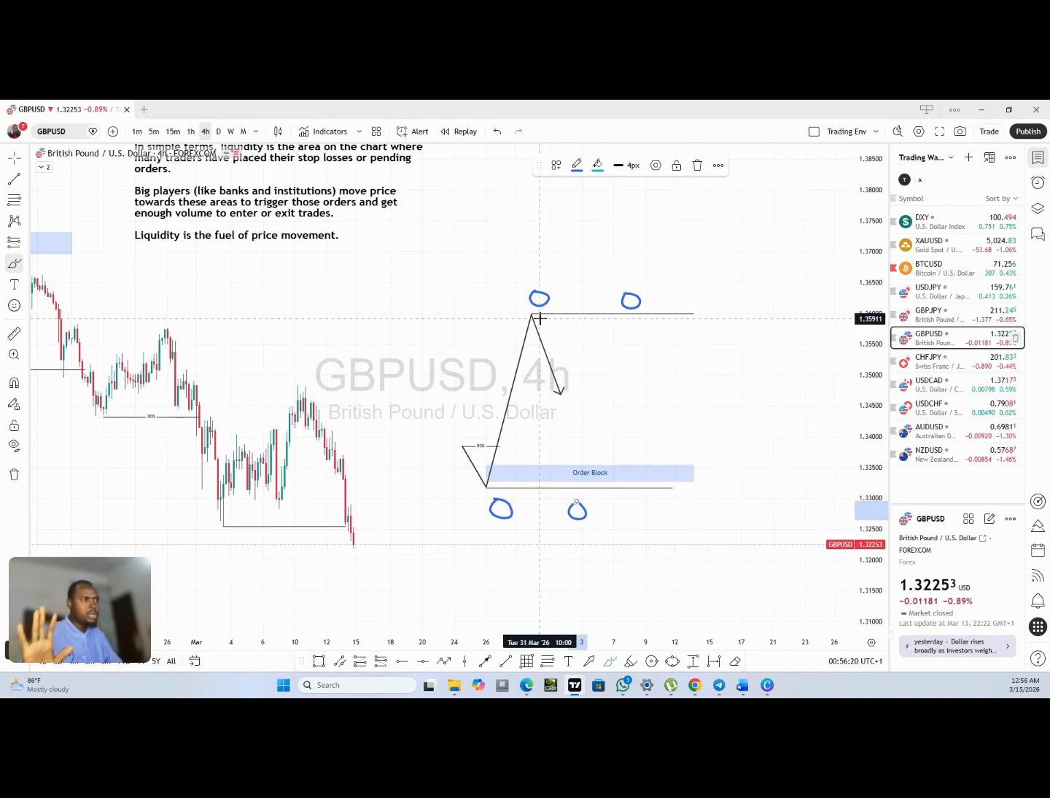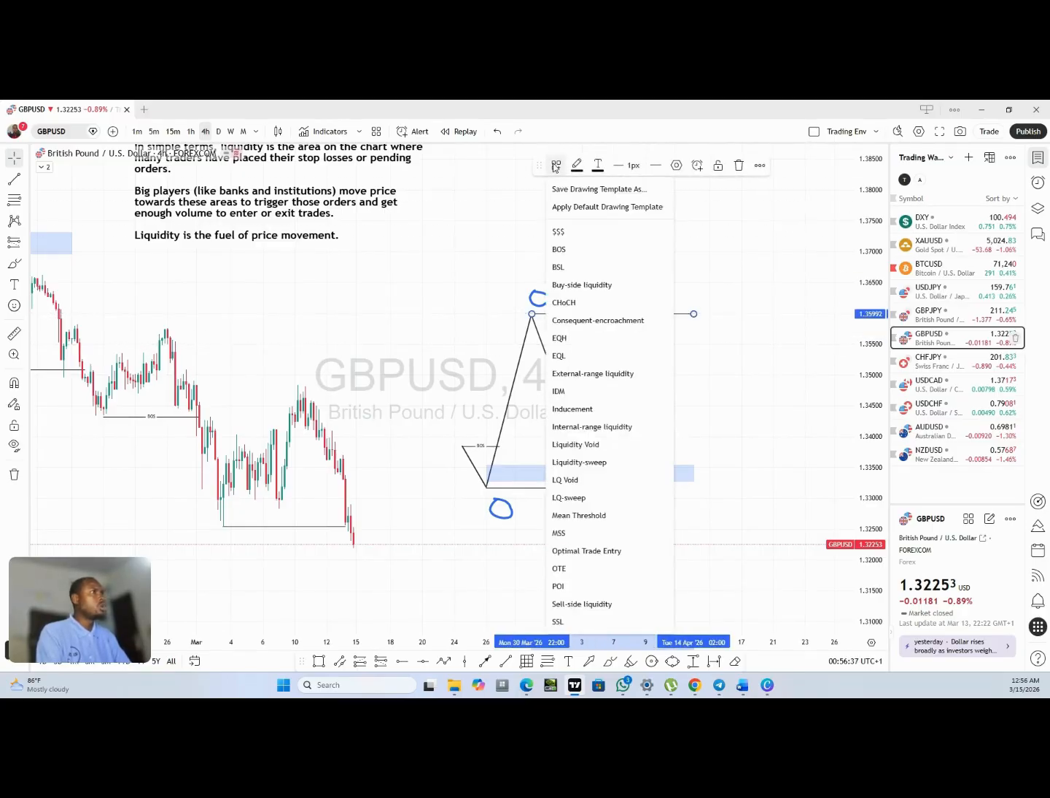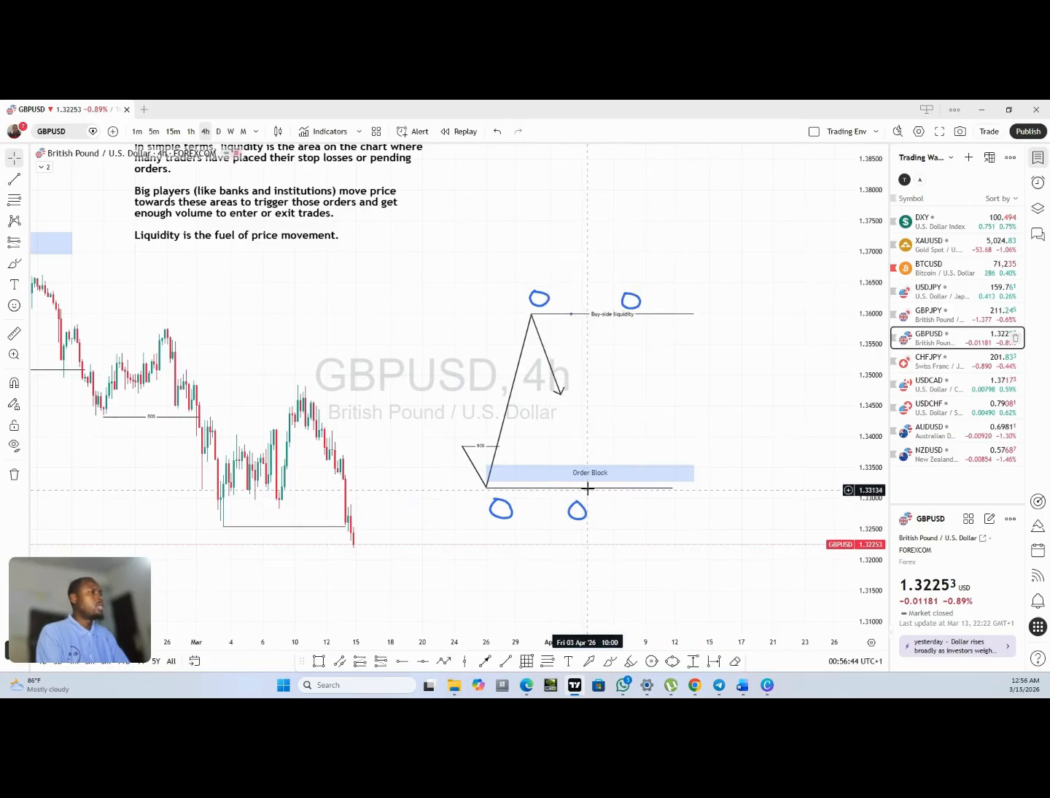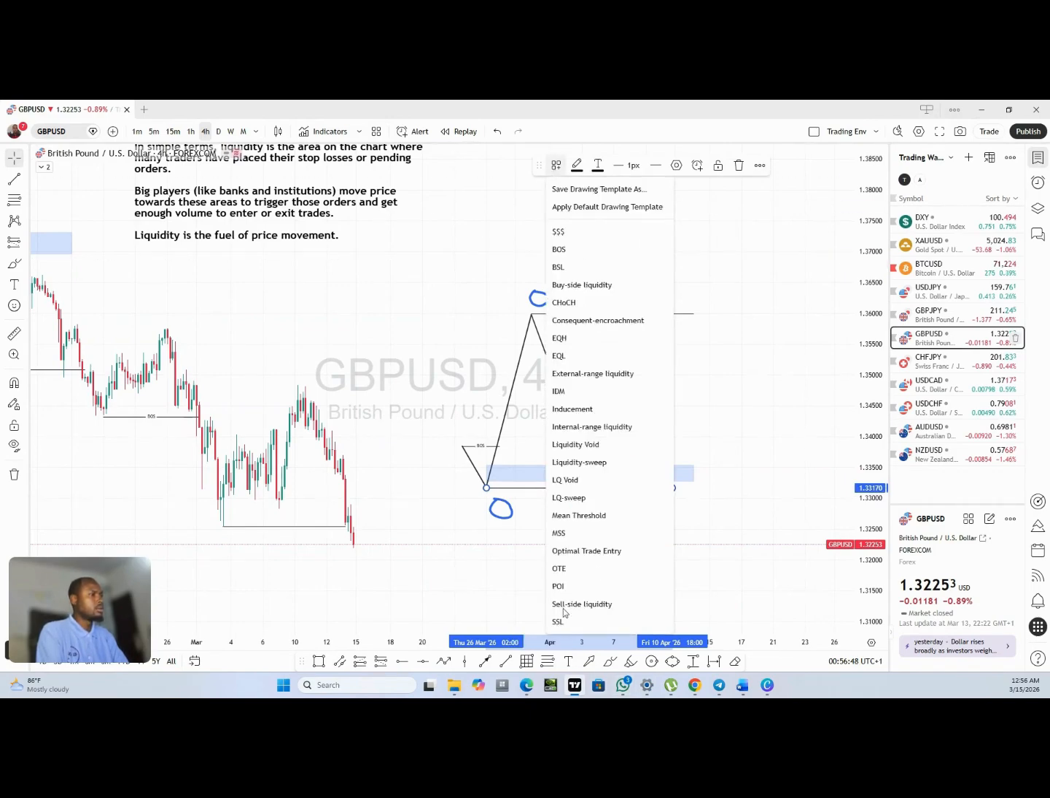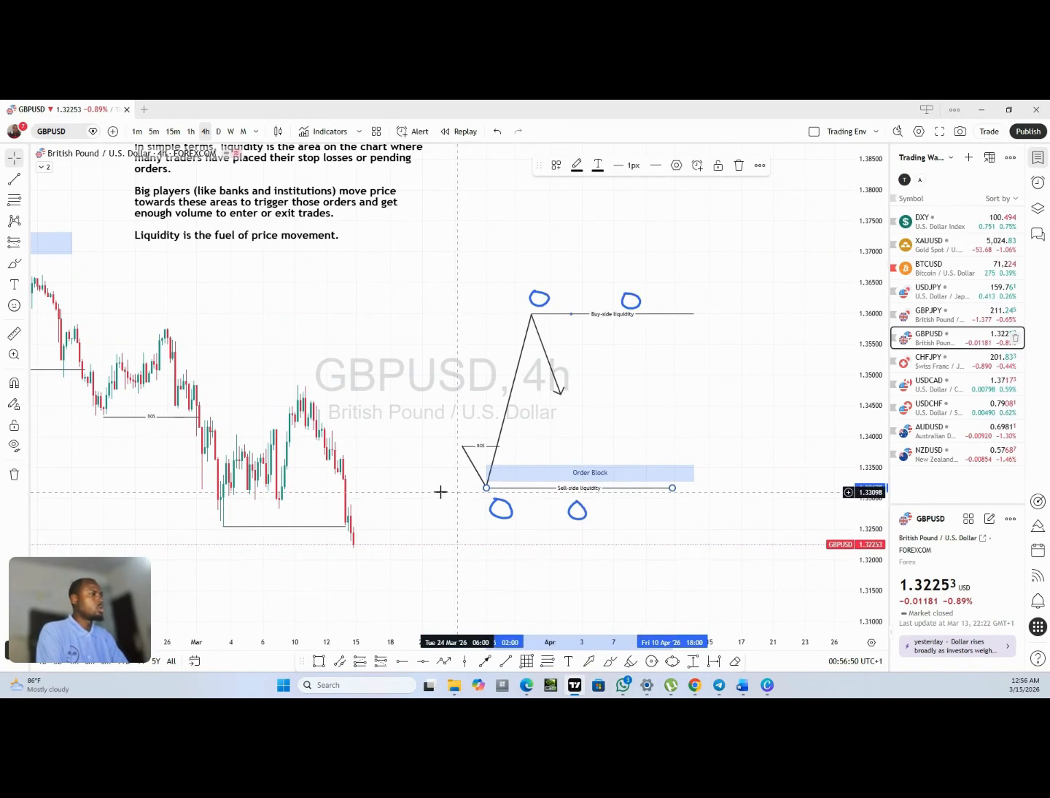In straightforward terms, I don't want to waste your time. So what is the name of those liquidities? This one, we call it buy side liquidity. And this one, we call it sell side liquidity. So those are the external range liquidity.